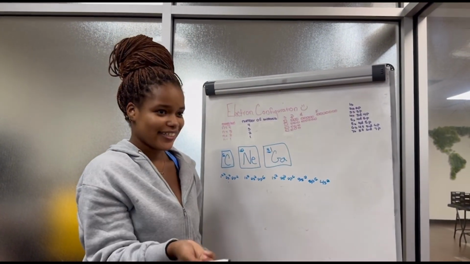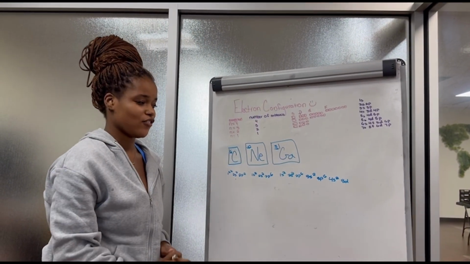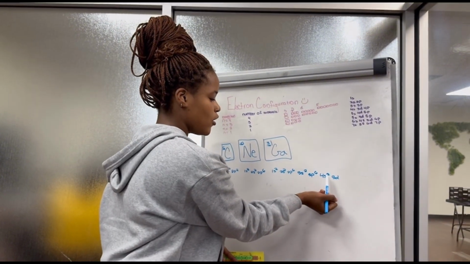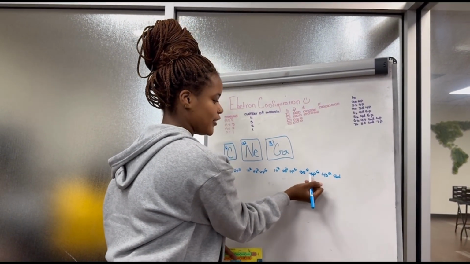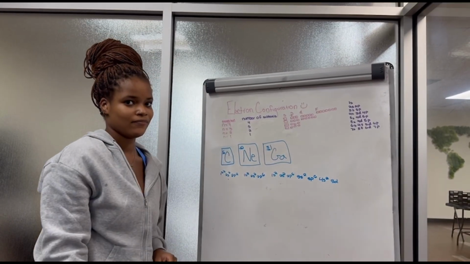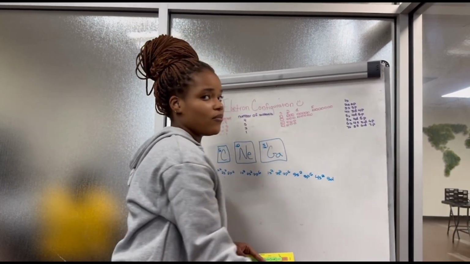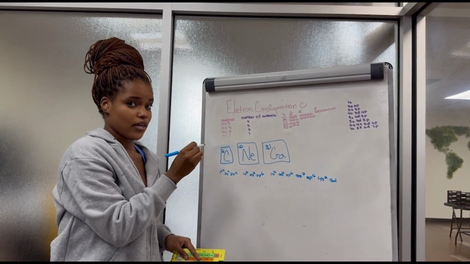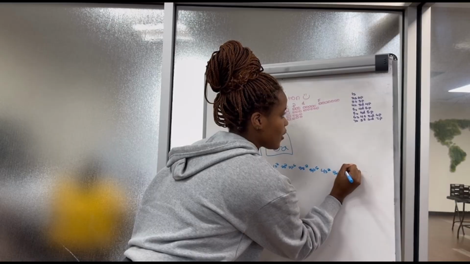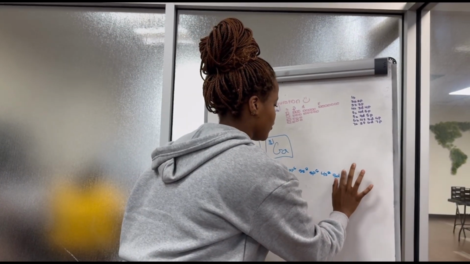Next is 3d. 3d has 10 electrons, so we need to count how many electrons we have already used. So 12, 13, 14, 15, 16, 17, 18, 19, 20. We're at 20. We could use 10, but that will only give us 30 and we need 31. So do we use the full 10? Ooh, actually we would not use the full 10.